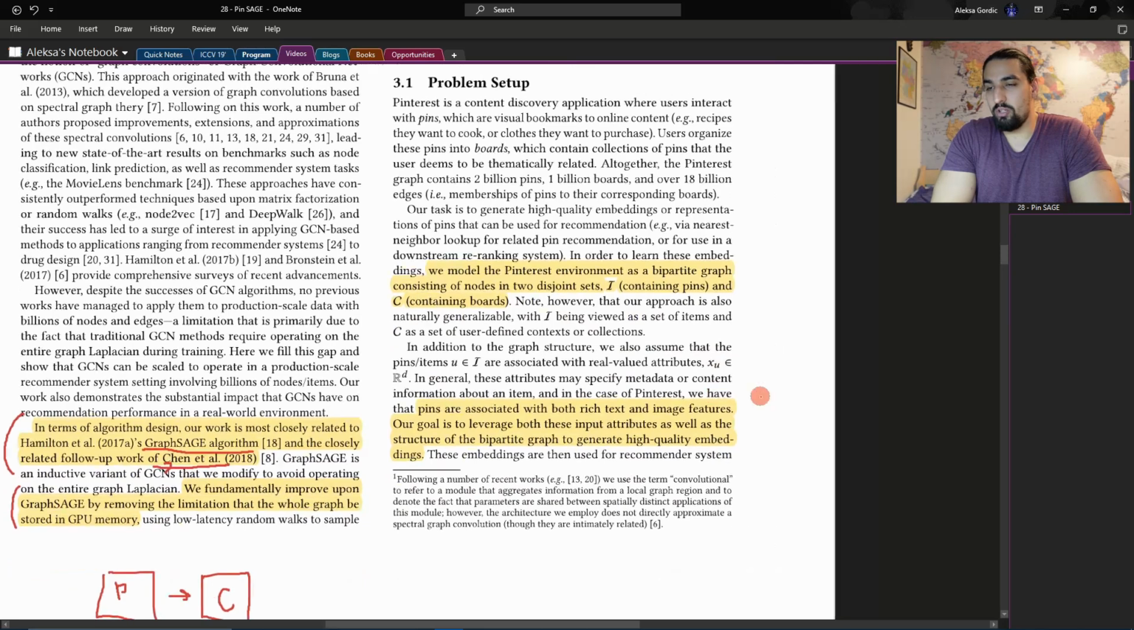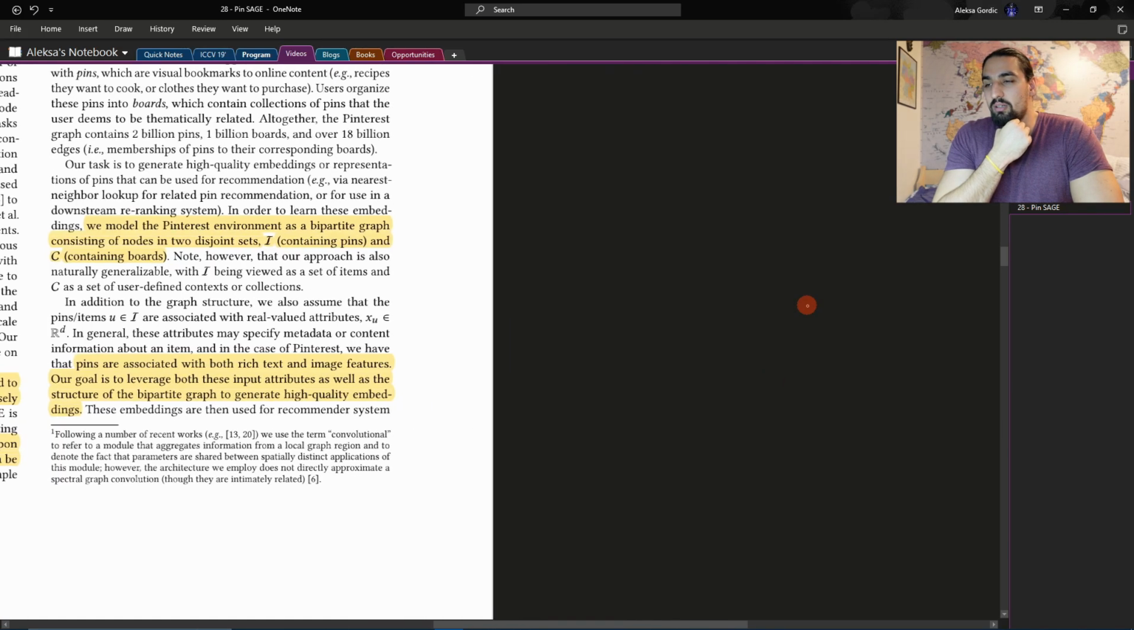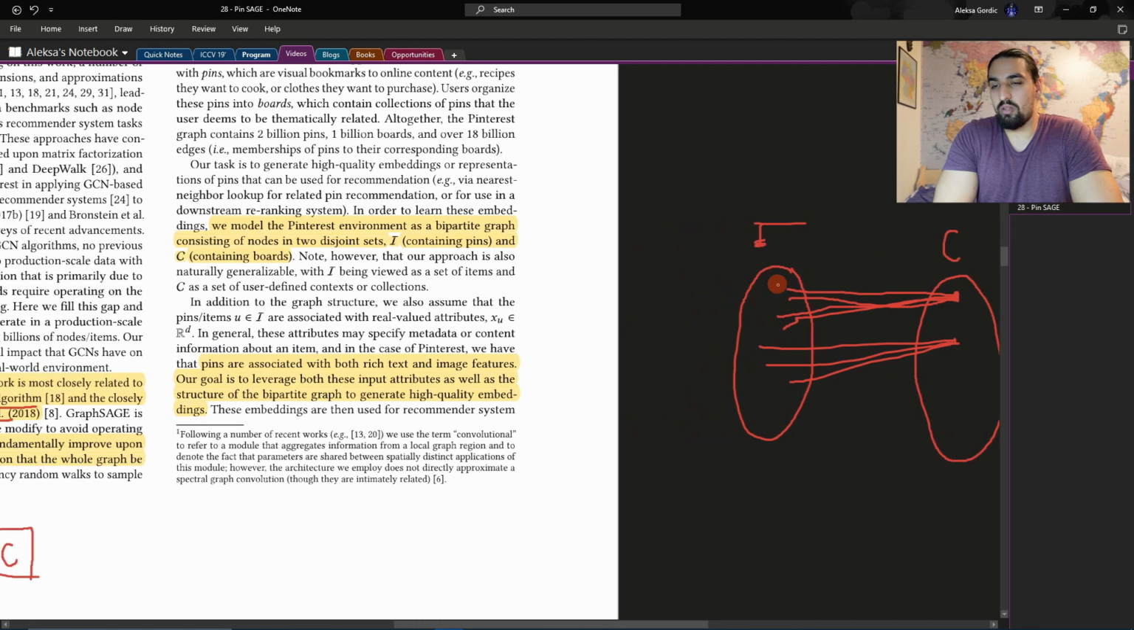Okay, let's continue and see how they model the problem. Basically, they model the graph the following way. On one side you have pins, or more generally items, and on the other side you have boards, or more generally collections. They create a bipartite graph, where, as we saw, one board has multiple related pins associated with it. So this is how the graph will look like. And they mention they have around 2 billion pins and about 1 billion boards.